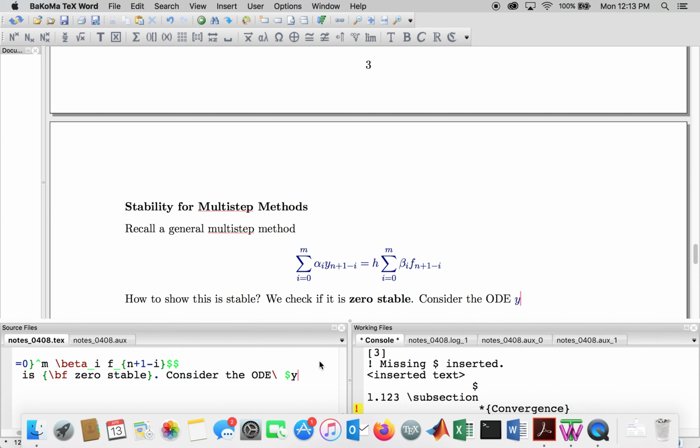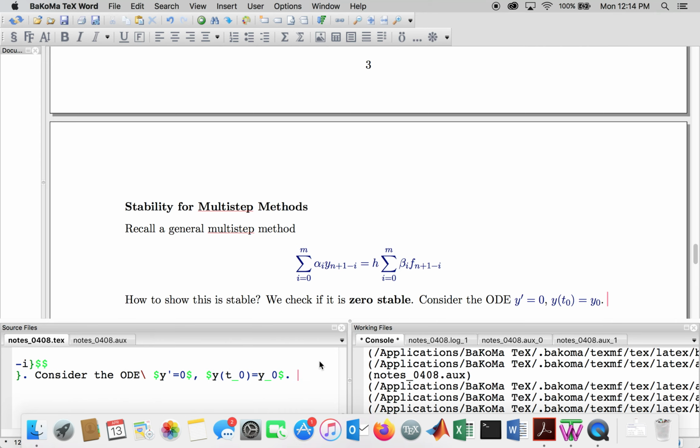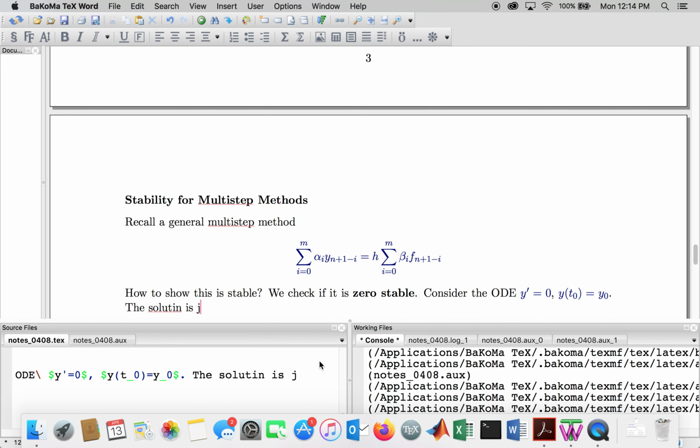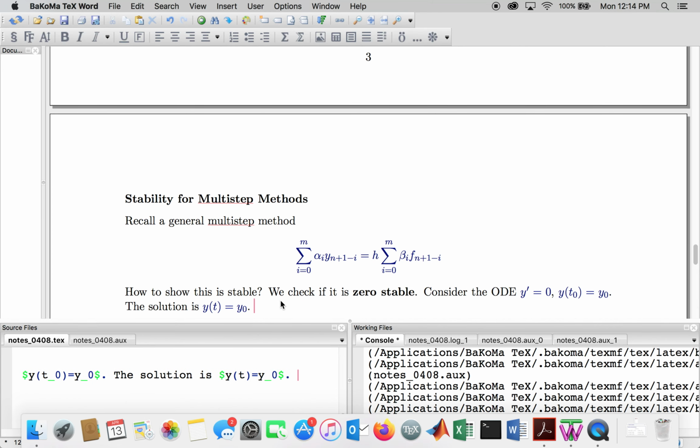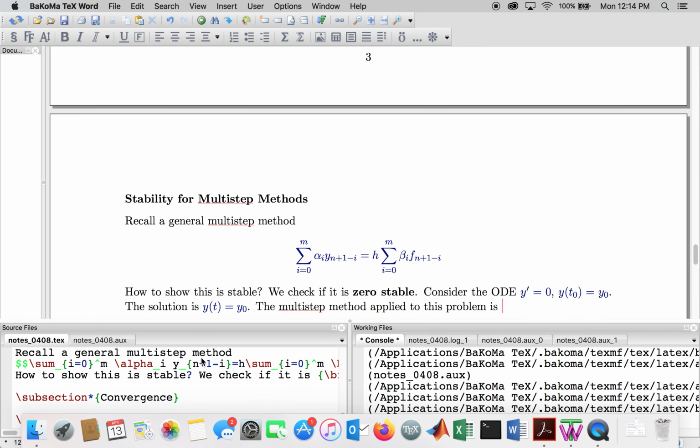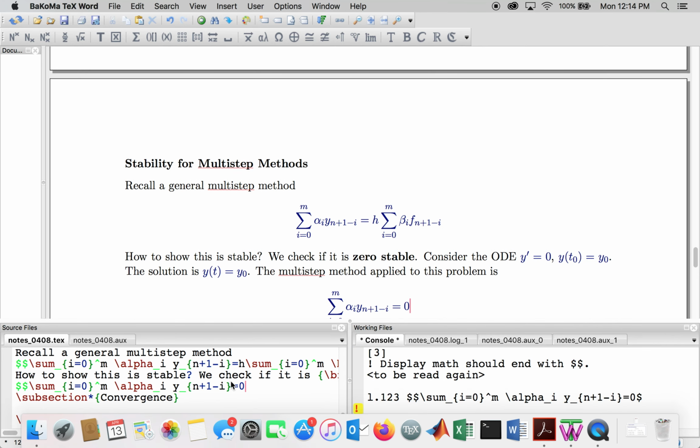So it's supposed to be this very simple ODE: y prime equals 0 and y of t naught equals y naught. So y is not changing at all since it has a zero derivative. So the solution is just y of t equal to y naught for all t. It's a constant. So if we apply the multistep method, then all we have is the left side equals 0.